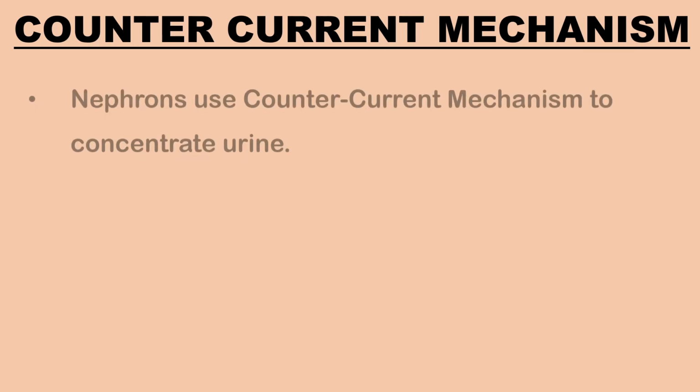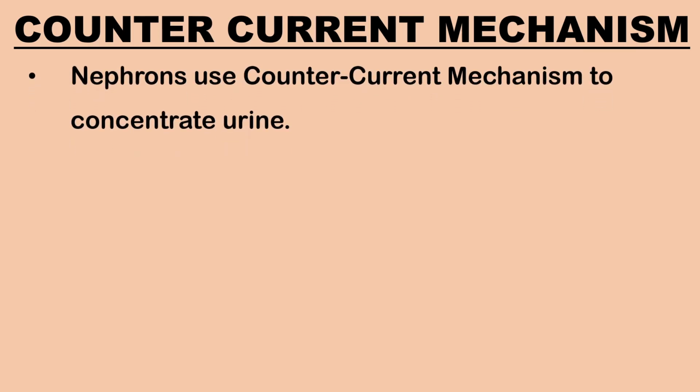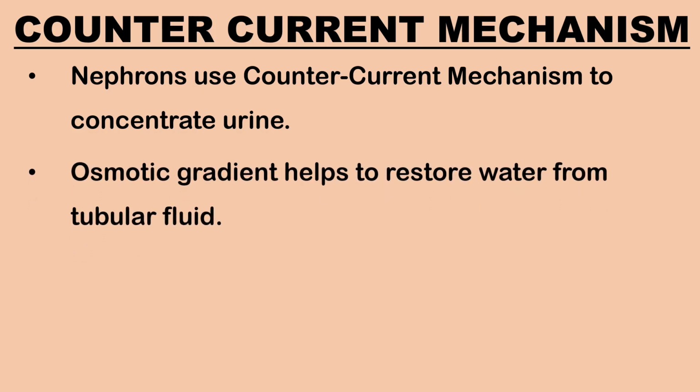Next, let us understand the counter-current mechanism. The nephrons present in the kidneys of the human excretory system use the counter-current mechanism to concentrate the urine. This mechanism generates an osmotic gradient and helps to reabsorb water from the tubular fluid.